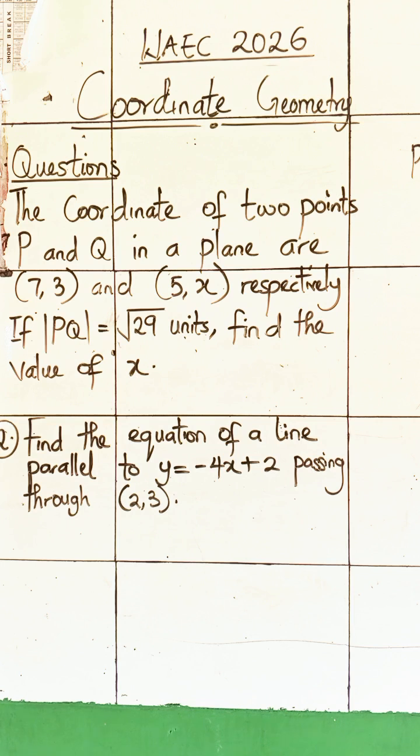So the first question I have here says the coordinates of two points P and Q in a plane are (7,3) and (5,x) respectively. If PQ, that's the line PQ, or distance PQ, is square root of 29 units, find the value of x. So I'm going to be tackling this question right away.